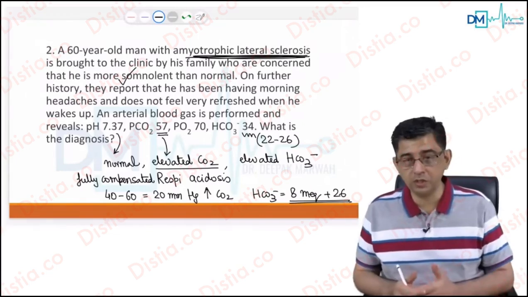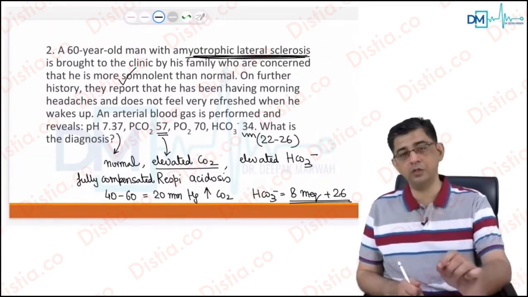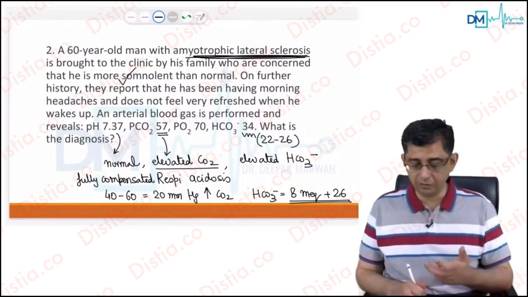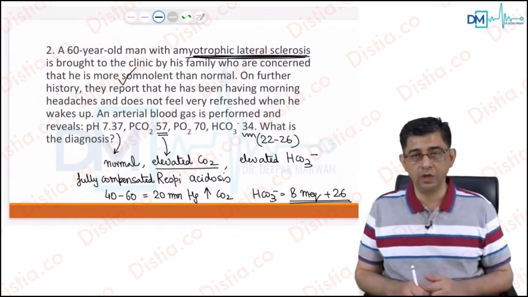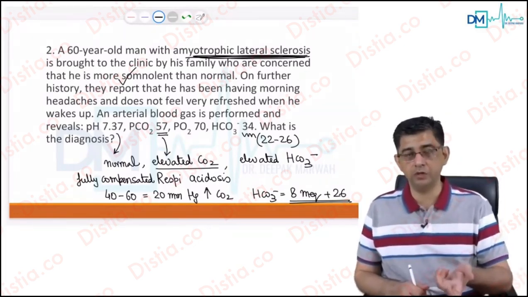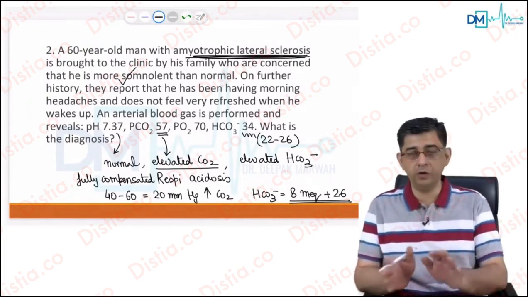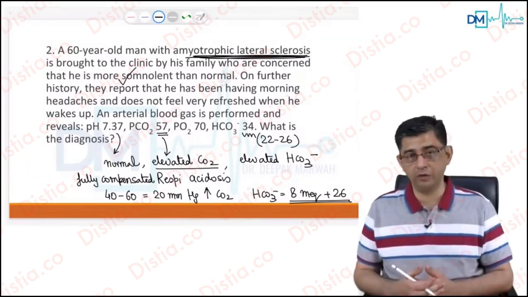The compensatory process is no big deal, right guys? The compensatory process is the opposite of the primary change. Like if I ask you, what is the compensatory change of respiratory acidosis? Metabolic alkalosis. What is the compensatory change of metabolic acidosis? Invert the English words, it is respiratory alkalosis. In the exam, he will not ask you what compensatory phenomenon is occurring. That is just inversion of the English words.